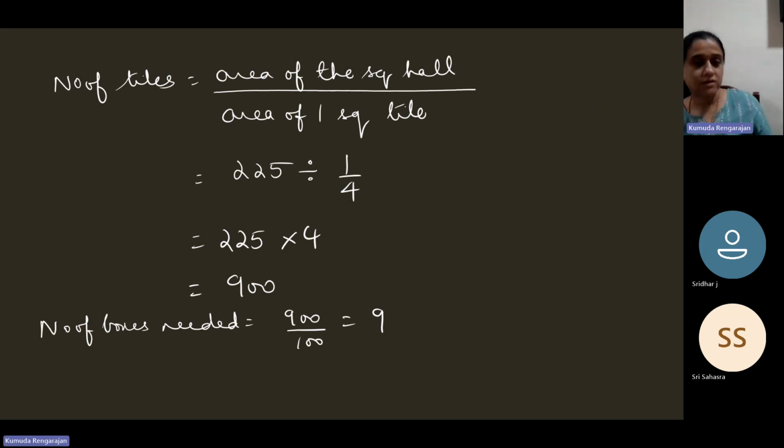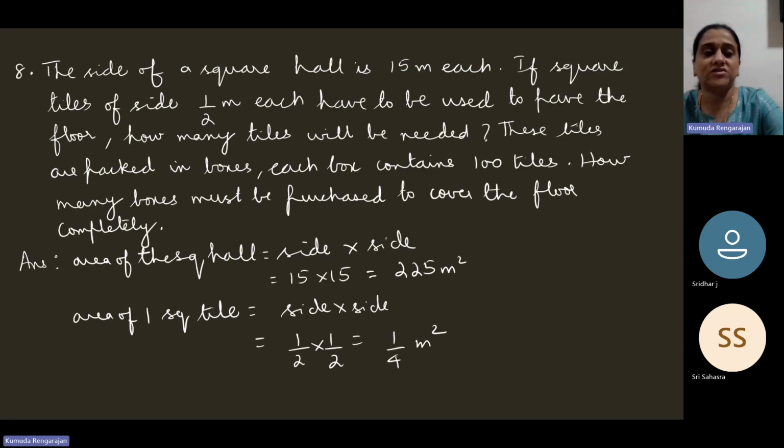Done, children? So what's the question? The side of a square hall is 15 meters. So when we are given this information, we can find the area of the floor of the hall. Okay. The side of a square hall is given. So using this information, you can find the area of the floor of the hall, side into side.